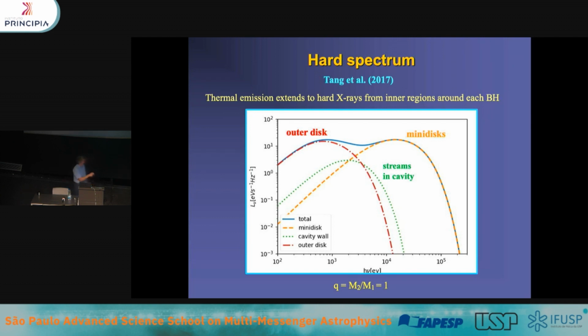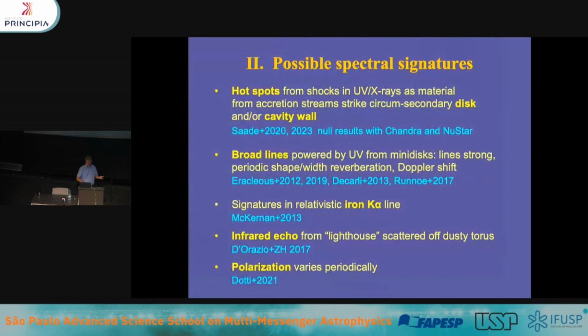You can see that if you had just a single black hole, you would have a spectrum that looks sort of like this. I should have put that on this plot. Here the mini disks are much hotter, so they extend to much higher energies. So you could actually look for quasars you think are binaries, and look for their spectrum being much harder.